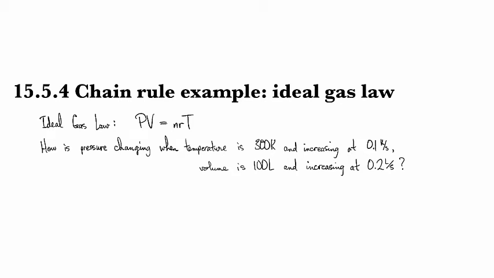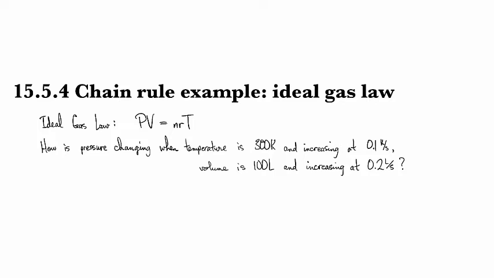So we'll look at an example of the chain rule used to understand the ideal gas law. So the ideal gas law here is PV = nRT, right? So here P is pressure, V is volume, T is temperature, and n and R are some physical constants that gassy people care about, apparently. I don't actually remember what they are off the top of my head. Something with moles or some physical constant, whatever.